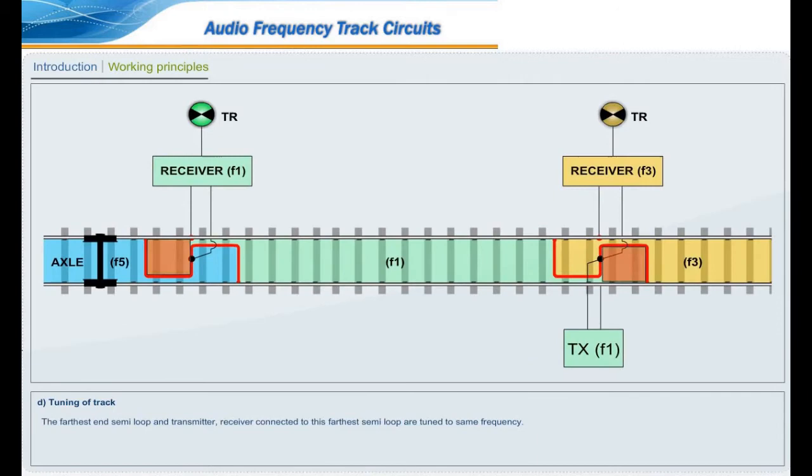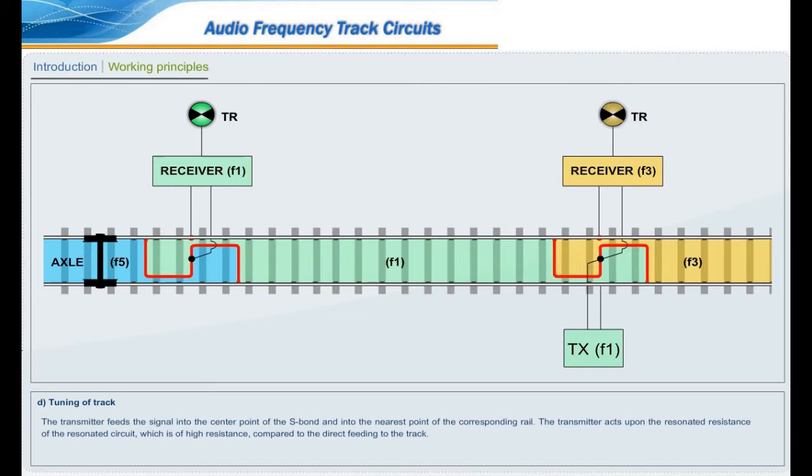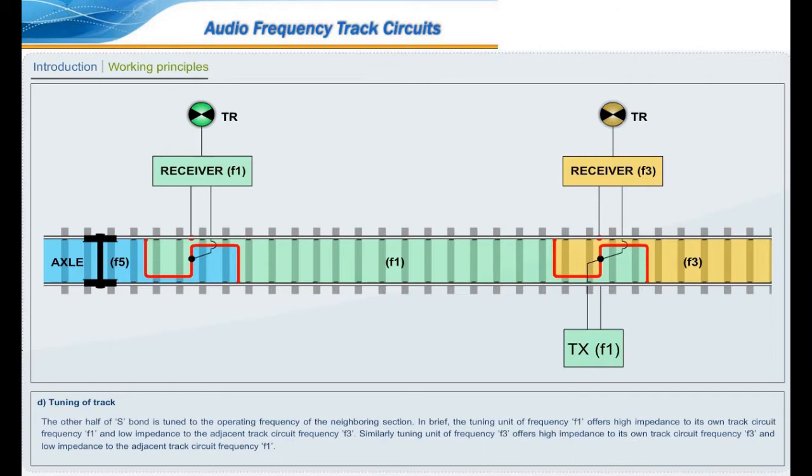The farthest end semi-loop and transmitter receiver connected to this farther semi-loop are tuned to same frequency. The transmitter feeds the signal into the center point of the S-bond and into the nearest point of the corresponding rail. The transmitter acts upon the resonated resistance of the resonated circuit, which is of high resistance compared to the direct feeding to the track. The other half of S-bond is tuned to the operating frequency of the neighboring section.